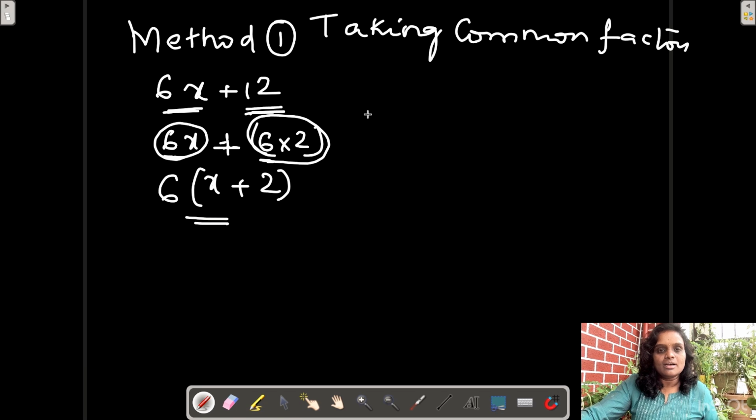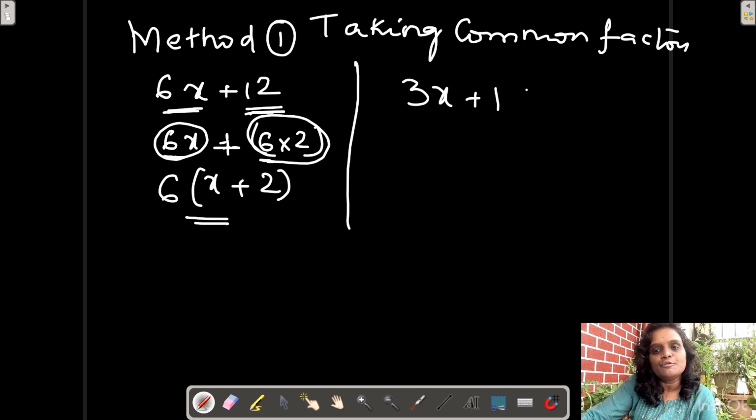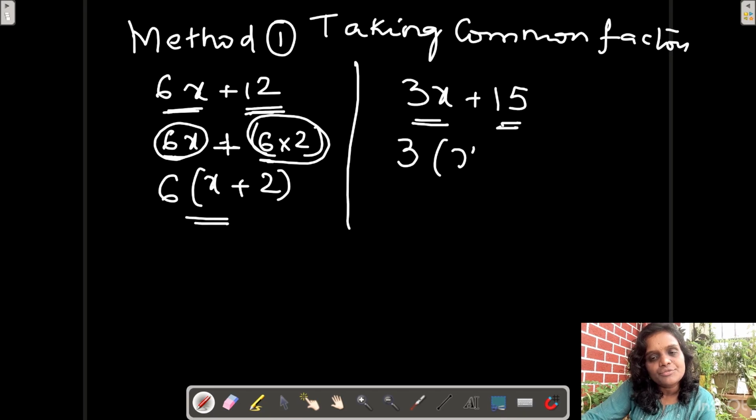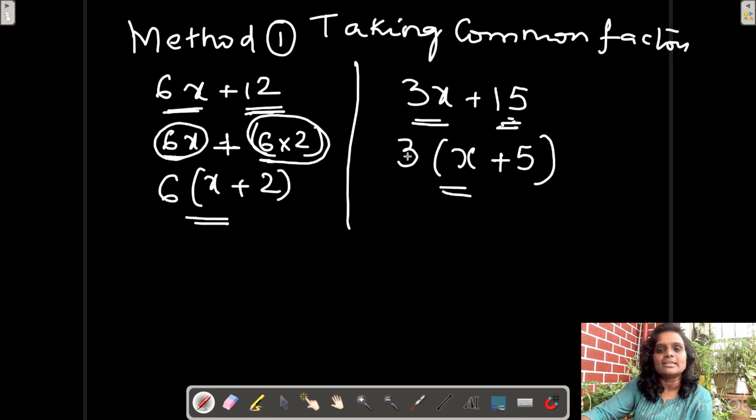Next, let's do one more example. 3x plus 15. So what are the common factors from these two terms? Can I take 3 as common? 3. What is left out here? x. Plus, what is left out here, if I take 3 common? 5. So 3 into x plus 5, after taking the common factors, is how we write the expression.